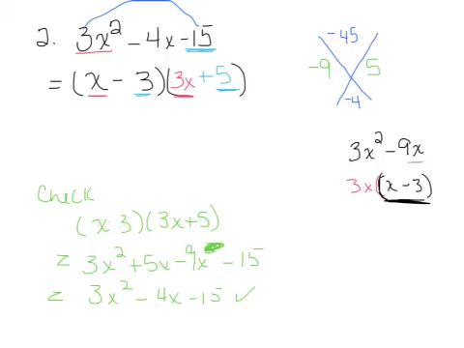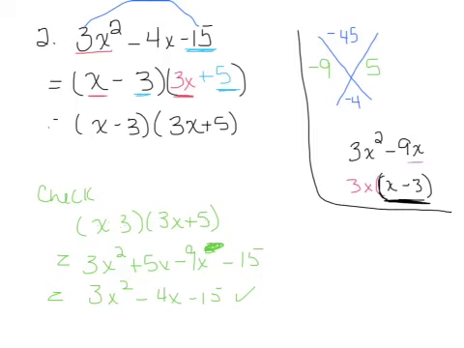So if we can figure out one of the factors, we can figure out the second factor where we're not just guessing haphazardly. We are systematically figuring it out over here and then going backwards to figure out what that second factor is. Okay, so let's try some more.